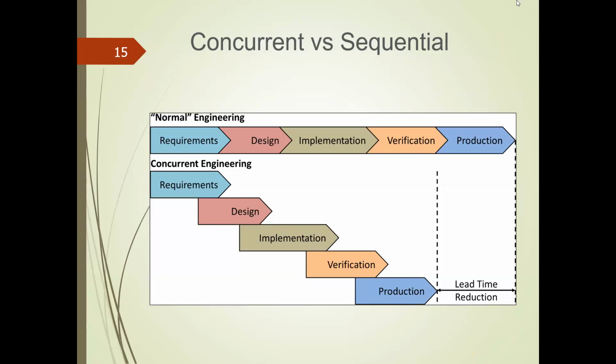So finally, if normal engineering takes 6 months for a project to complete, concurrent engineering hardly takes 4 to 4.5 months. So this is the main difference between the normal engineering, which is otherwise called sequential engineering or even an agile project, and concurrent engineering.